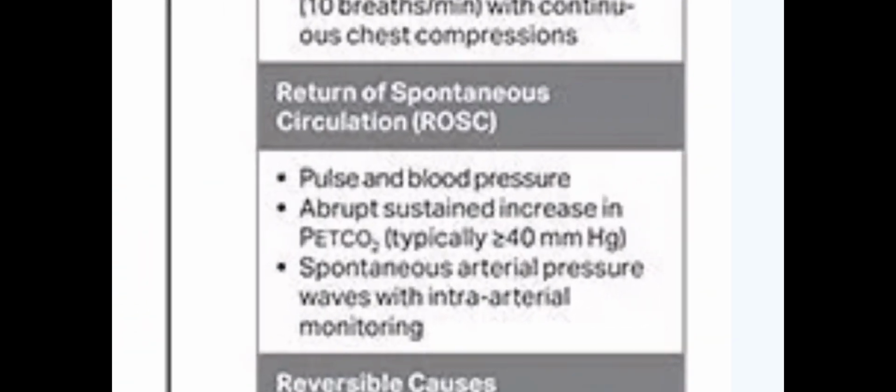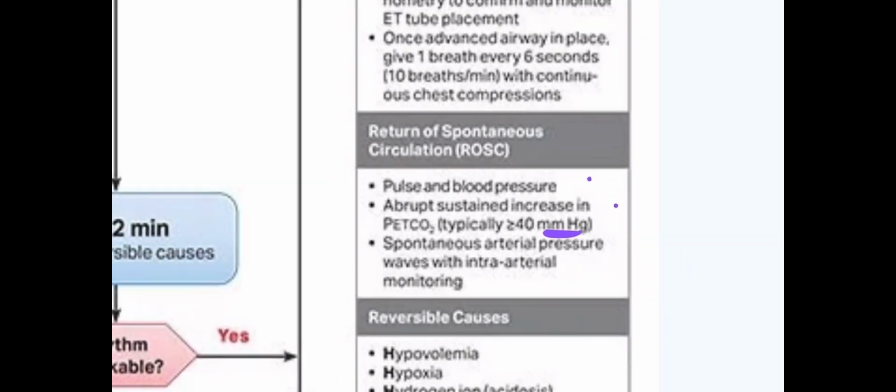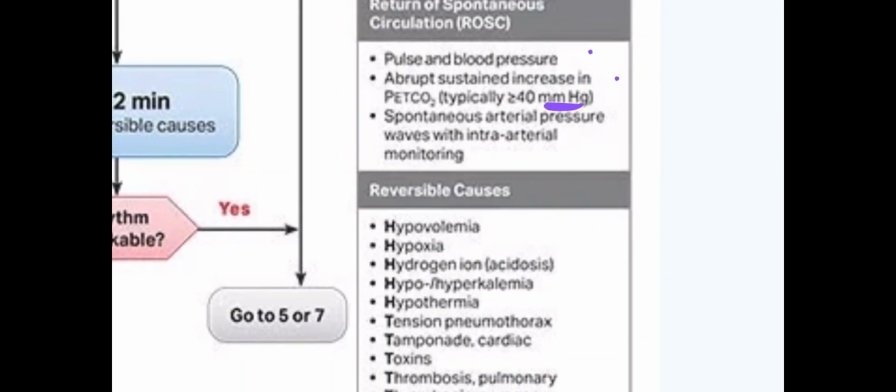ROSC is return of spontaneous circulation, so pulse and blood pressure have returned. There is an abrupt increase in PETCO2, typically more than 40, and spontaneous arterial pressure waves with intra-arterial monitoring. There is a slide for reversible causes, so I'm going to discuss it later.